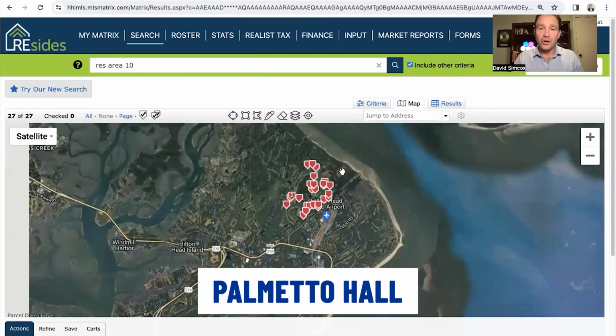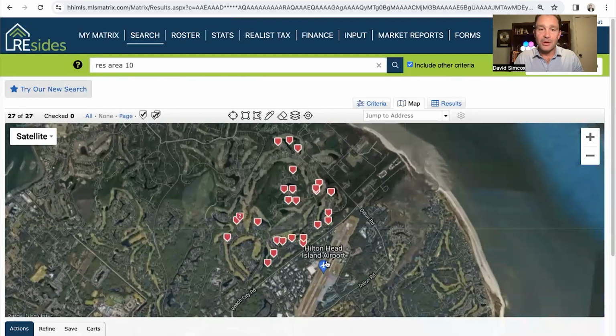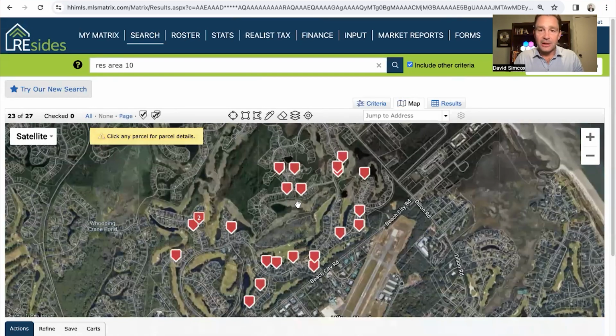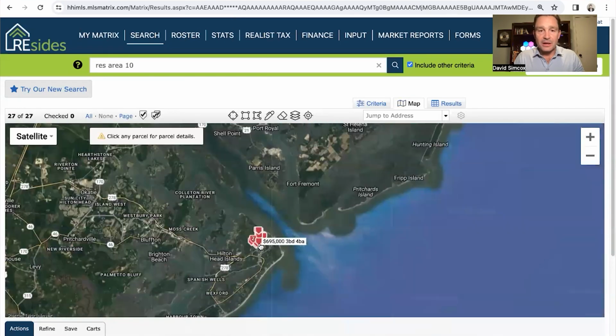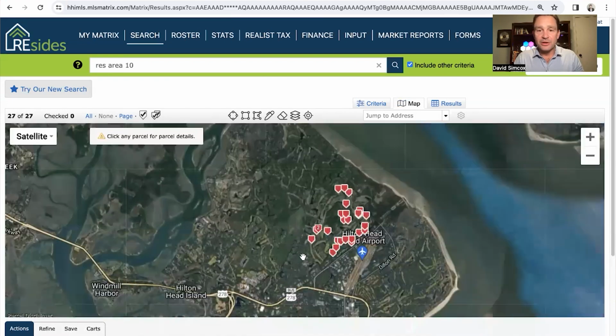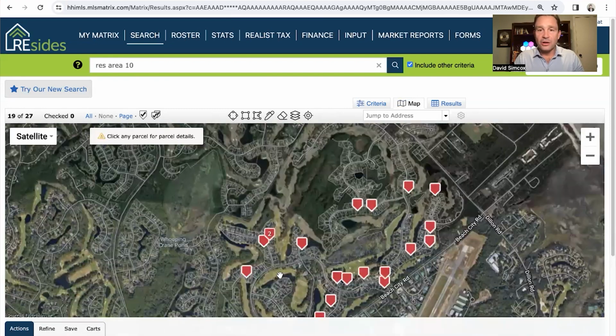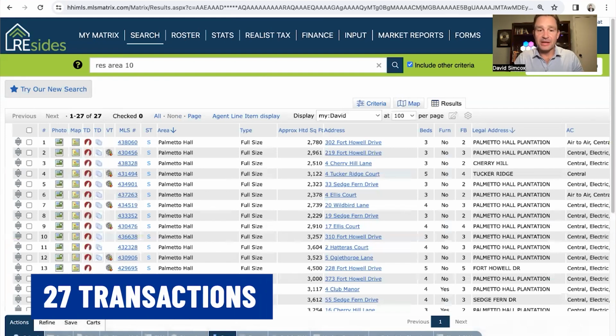All right, so now we are moving on to our next letter P. There's a lot of P's on Hilton Head Island, by the way. Palmetto Hall, and Palmetto Hall is right out here, kind of by the Hilton Head Airport. And as you can see, right here, quite a few transactions. I'll zoom out just so you can get a better feel for it, and zoom in here. And Palmetto Hall had 27 transactions in the past year.